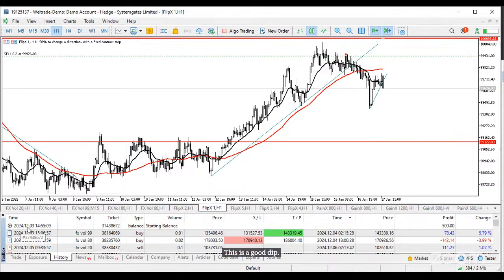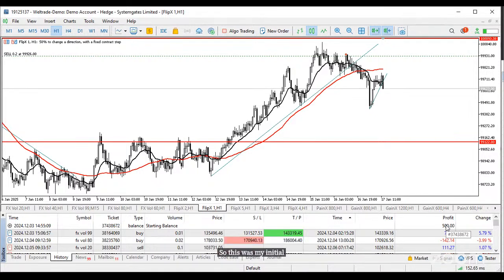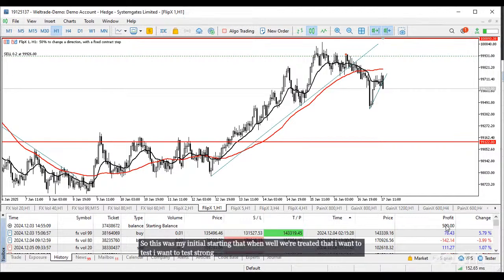Now this account was created December 3. So it's, let's say, a month and 2 weeks now, right? It was created December 3, starting balance 500. This was my initial starting balance, when I wanted to test run synthetics on web trade. I was perfecting the strategy, so I created it and I began to trade the account.